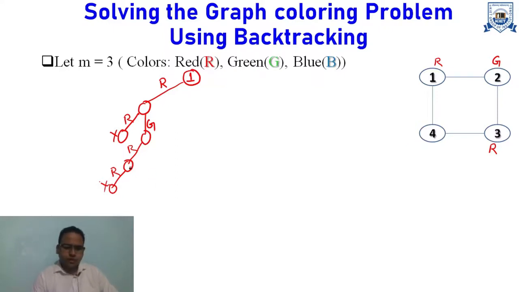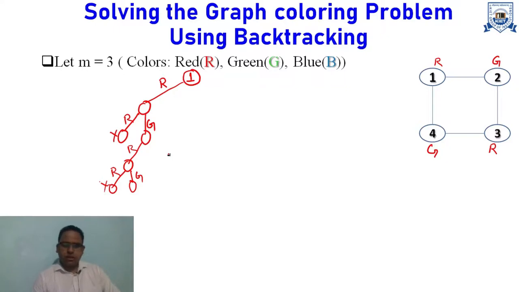Again, come back here. Can we color the fourth one with green? Yes, we can do. So here you can see, we got the first solution, that is red green red green. So the path is RG RG, node number 1, node number 2, node number 3 and node number 4. So we have finally colored all the 4 vertices.